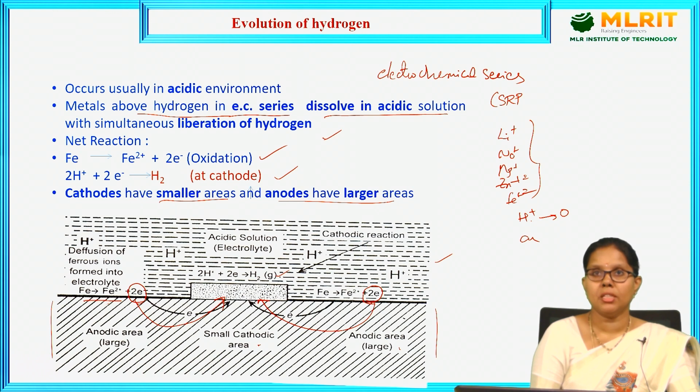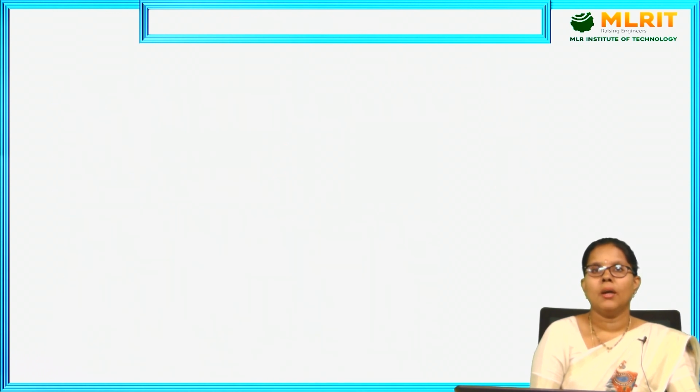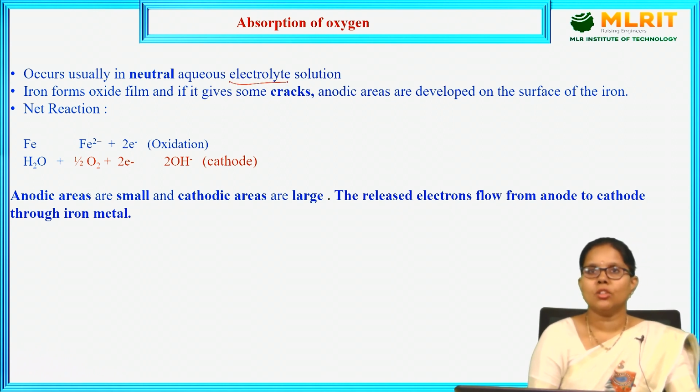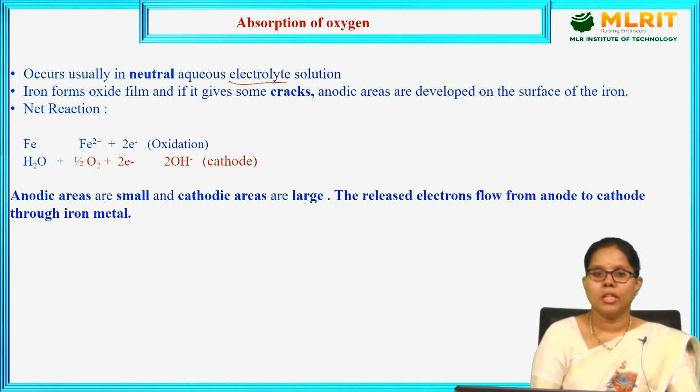Let us move to the next one, absorption of oxygen. In evolution of hydrogen and absorption of oxygen, the common point is the anodic reaction, and the difference is mainly in the cathodic reaction. It occurs only in a neutral aqueous electrolyte solution. An electrolyte is a salt which can dissociate into ions in the aqueous medium, which is neutral, with the same number of anions and cations. Let us take the example of aqueous NaCl solution.